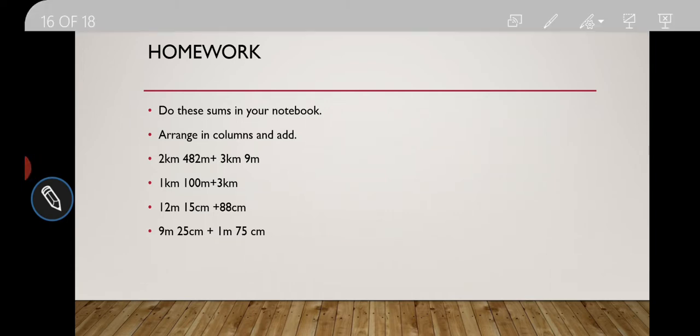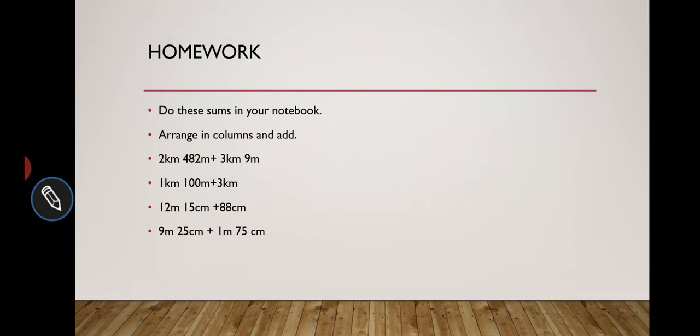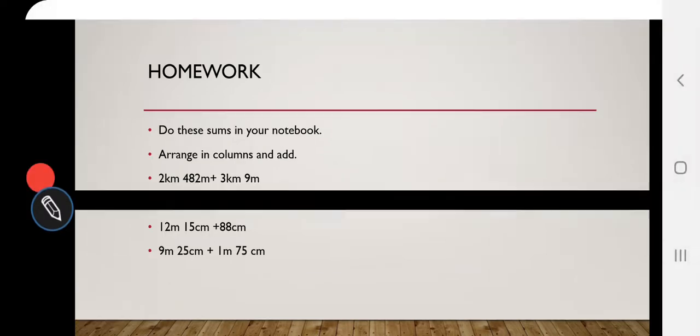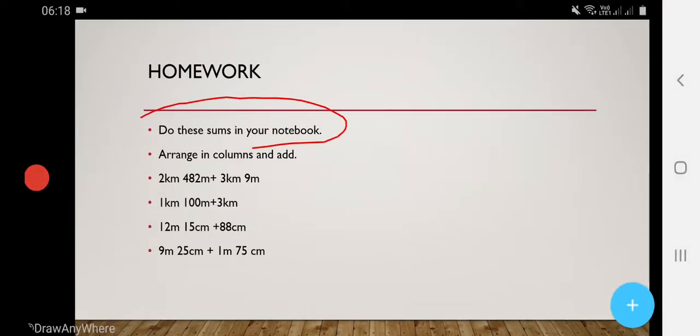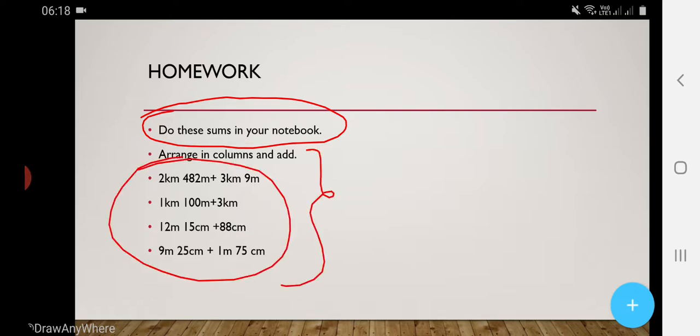Next, you have to do this as homework. I write this. Do these sums in your notebook. Arrange in columns and add. I have given only 4 sums. 2 kilometer 482 meter, 3 kilometer 9 meter, 1 kilometer 100 meter plus 3 kilometer 12 meter; 15 centimeter 88 centimeter; 9 meter 25 centimeter, 1 meter 75 centimeter.